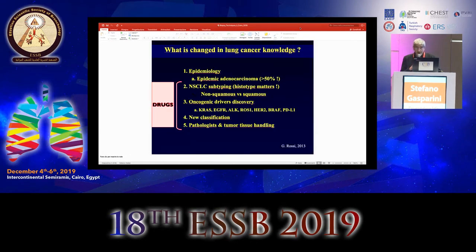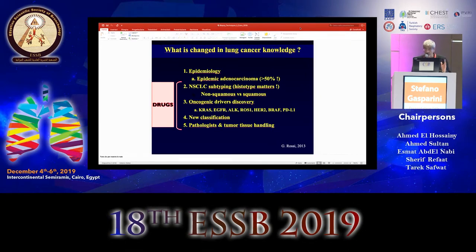You know that in the last years, a lot of things changed in lung cancer treatment, management, and diagnosis, because the epidemiology changed. When I started to work as a pulmonologist, I remember that squamous cell lung cancer was the most frequent lung cancer. Now the epidemiology has completely changed, because we have an epidemic of adenocarcinoma, which has become the most frequent form. Second point: when I started to work, the diagnosis of non-small cell lung cancer was enough to start treatment. Now we have to differentiate squamous versus non-squamous, because histotype matters in terms of different treatment.